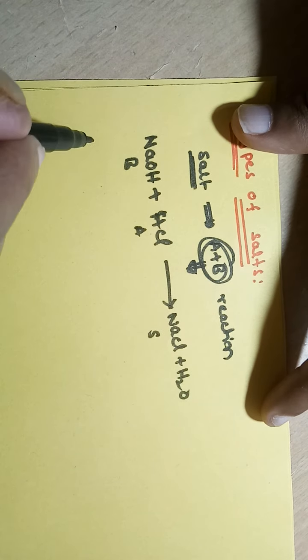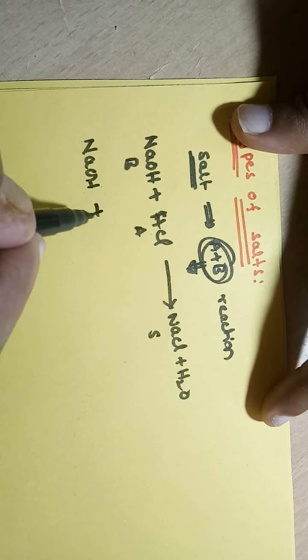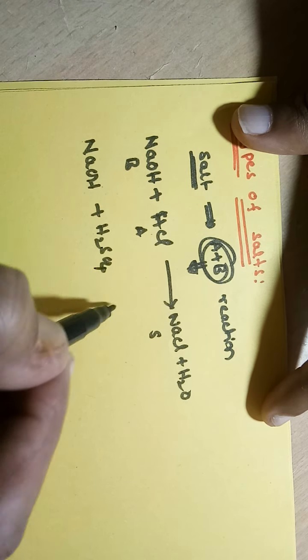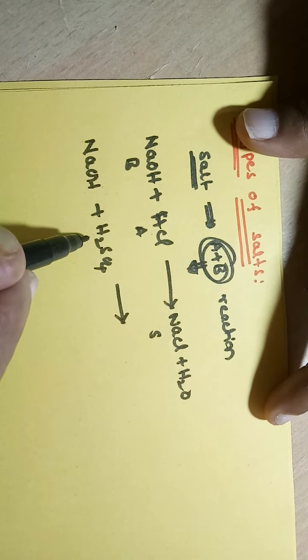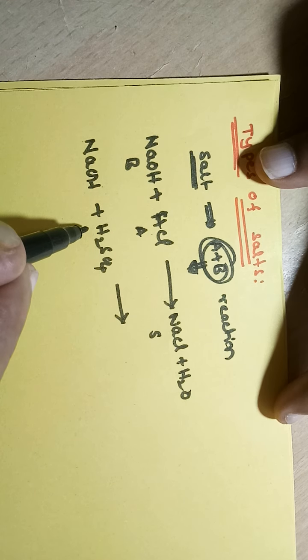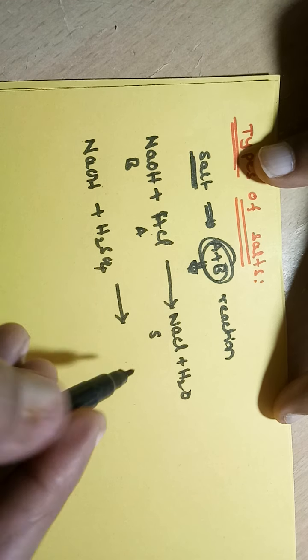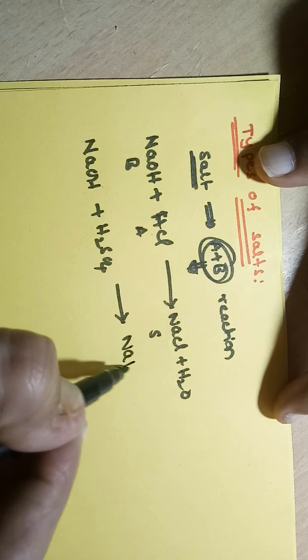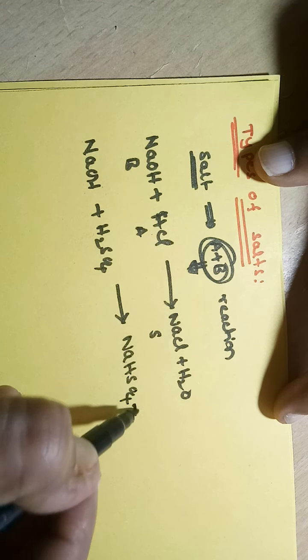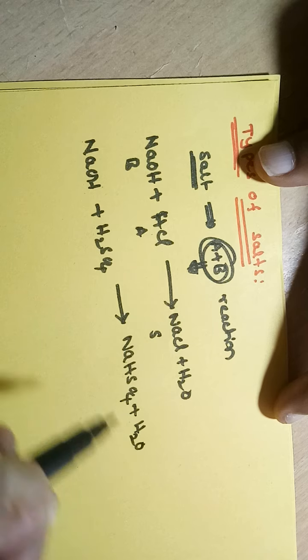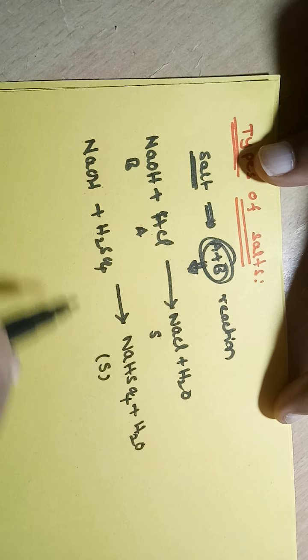This is called a salt. For example, NaOH is treated with H2SO4. This acid has two replaceable H+ ions, so it can form two kinds of salts. First, if one hydrogen is replaced, we get NaHSO4 plus H2O. This is the salt sodium bisulfate.